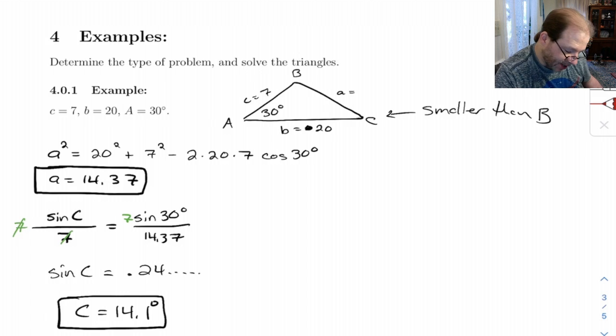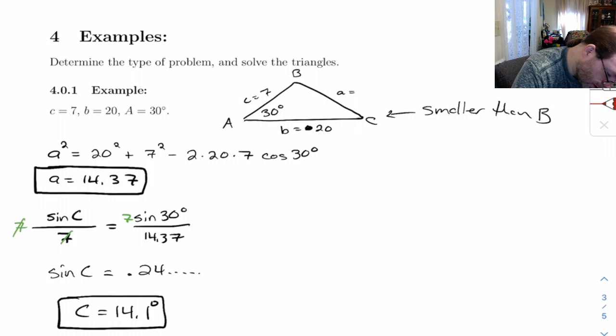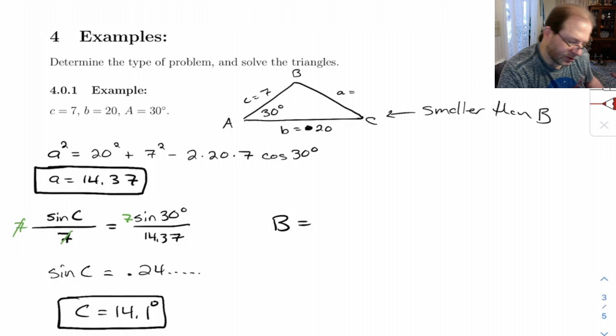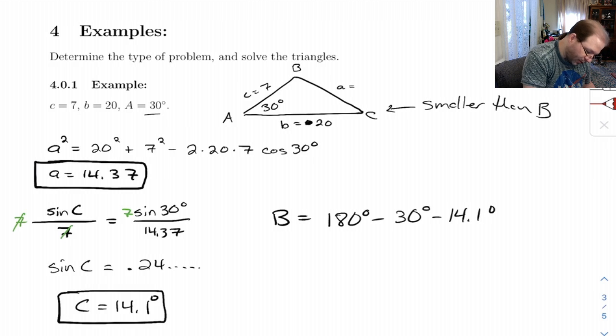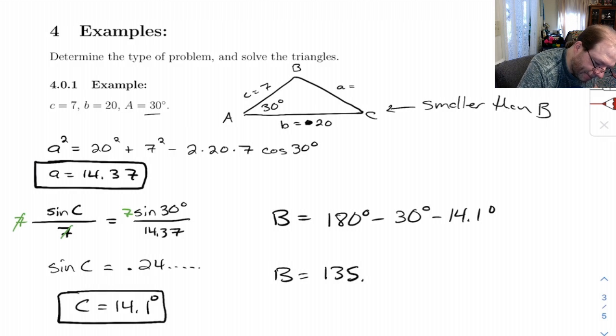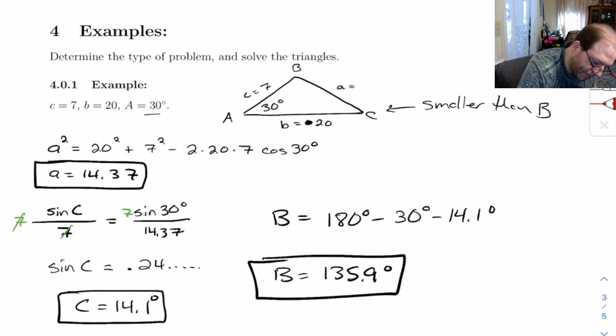And the last thing to do is find the angle B. Now you could use the law of cosines, you could use the law of sines. Both of those would work to get this B because we've got all the information. But by far the easiest way to do it is just B is 180 minus 30 minus 14.1. So that's 150 minus 14.1. It's 135.9. All right, so that's the answer.